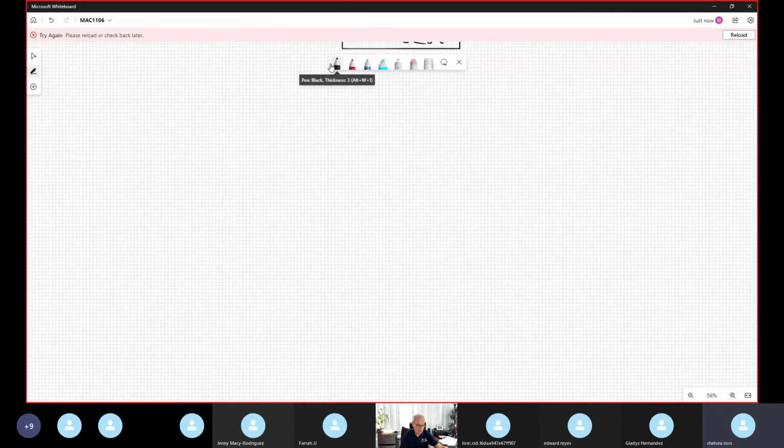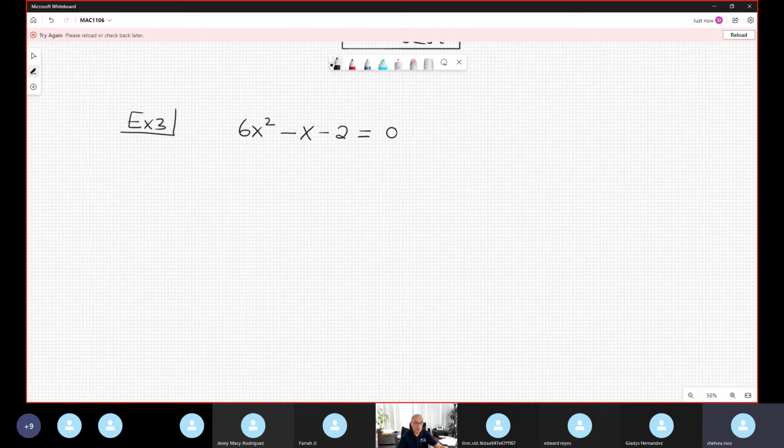Let's do example 3. What is the new thing I bring in this example? Well, the new thing is that A is not 1. So A is 6, B is -1, and C is -2. And the teacher wants me to solve by completing the square. Okay, I respect the teacher. I try to do my best. So now, as always, these two go to the other side. So 6x squared minus x equals 2.